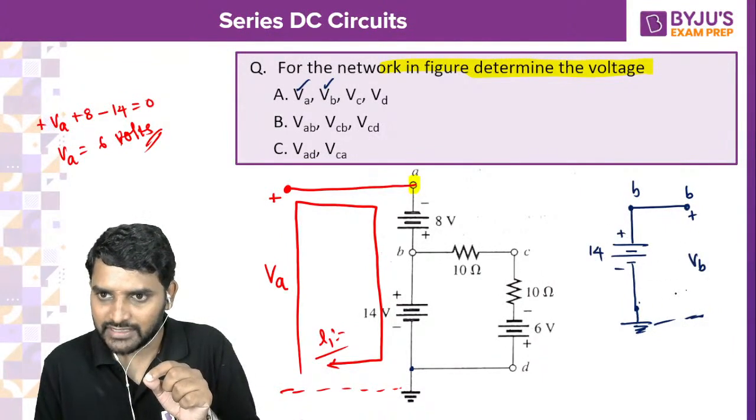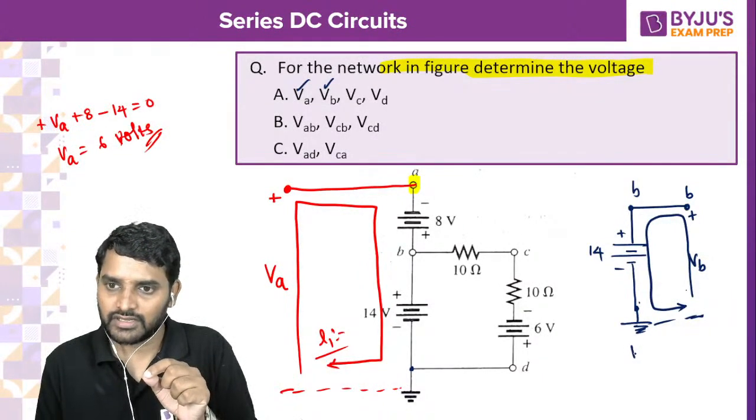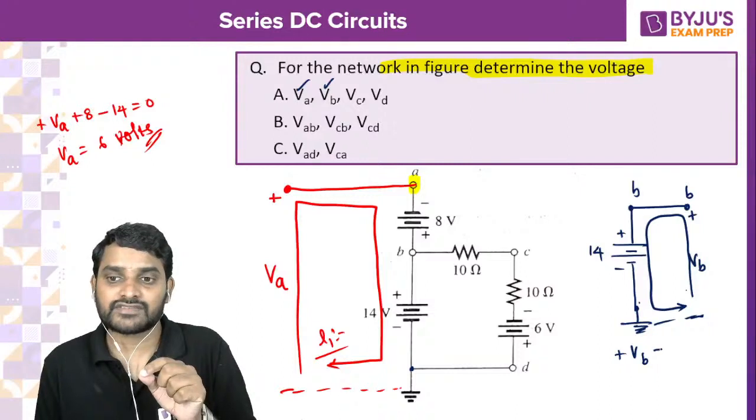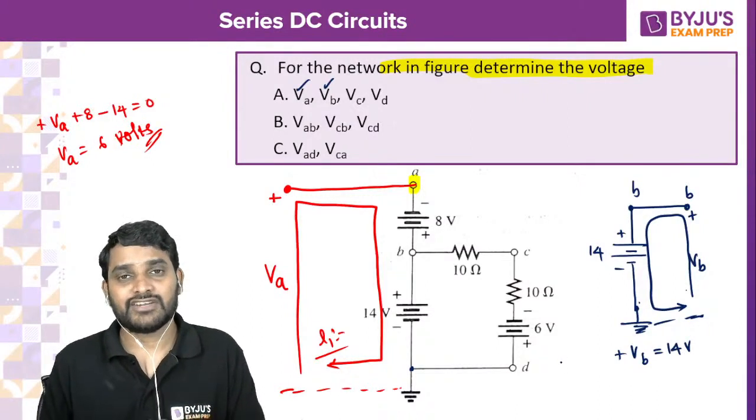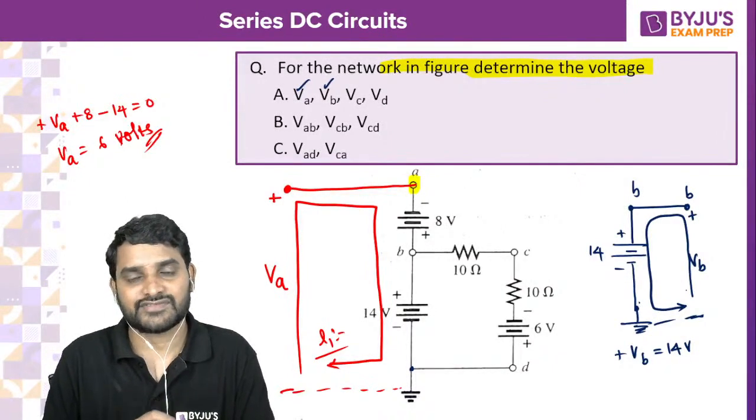So what is this? 14, positive, negative. You write KVL. Plus VB minus 14 is equal to 0. So VB is equal to 14 volts. Can you tell me what is VC?